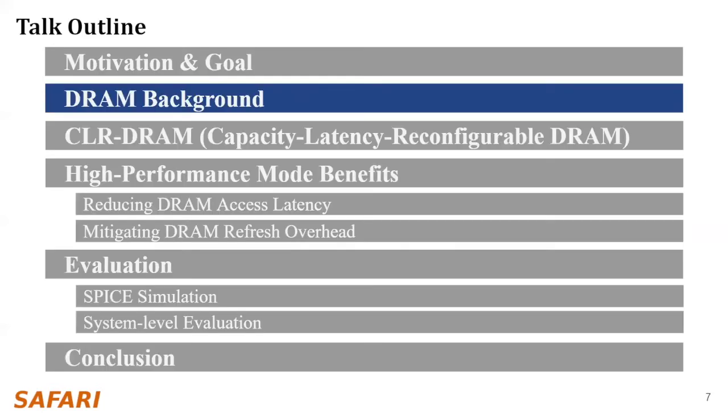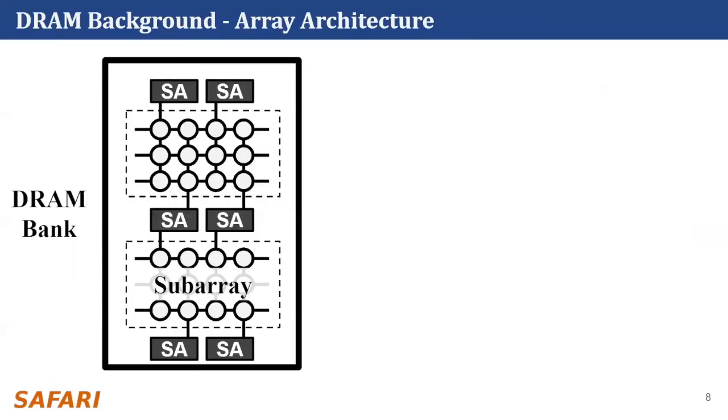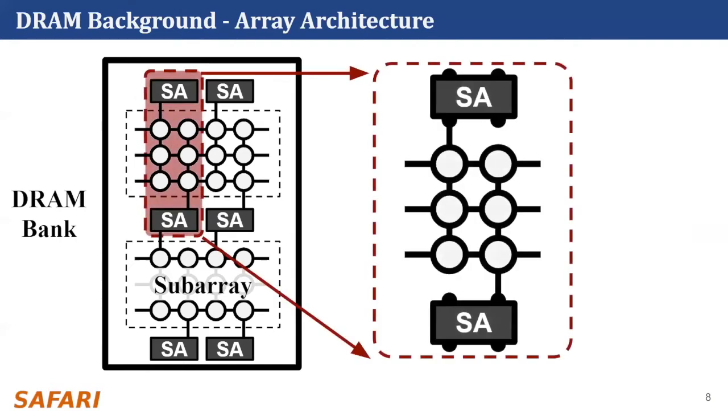Next, I will briefly introduce how DRAM works. A DRAM chip contains multiple independent DRAM banks, each consisting of multiple subarrays of DRAM cells. A DRAM cell stores one bit of data using electric charge level. A typical density-optimized subarray architecture is shown on the right.